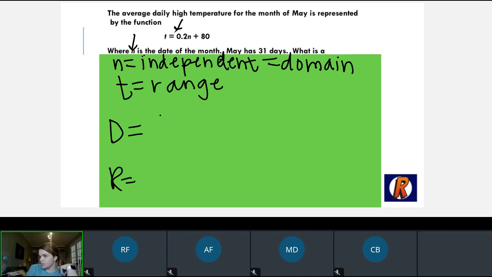So my domain is the lowest number it's going to be. I cannot have May 0, right? So it's going to be May 1st to, I included this in here for you because I didn't know if everyone knew this, but May has 31 days. So it's going to be all numbers from 1 to 31.